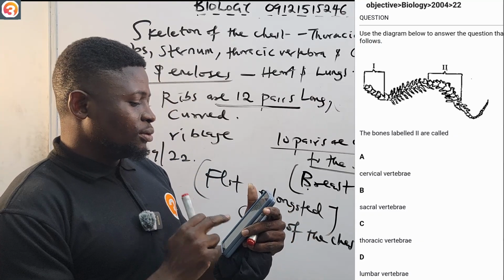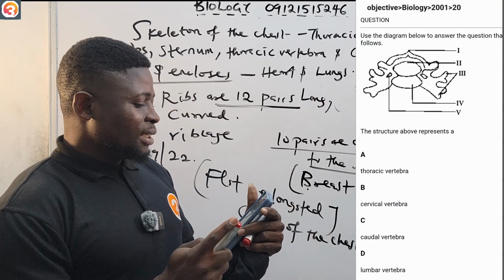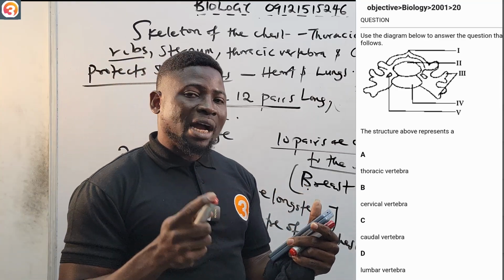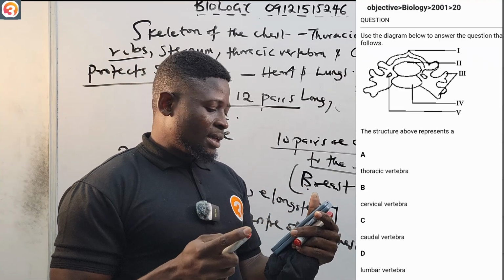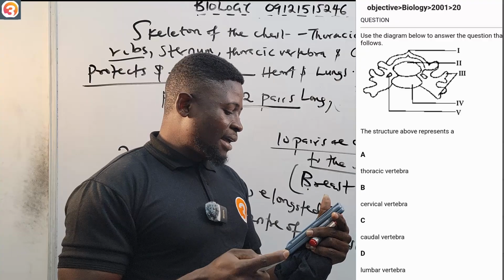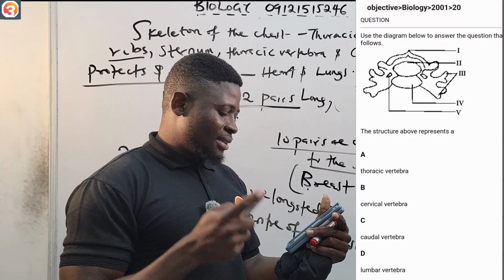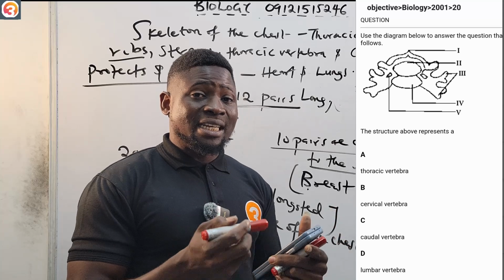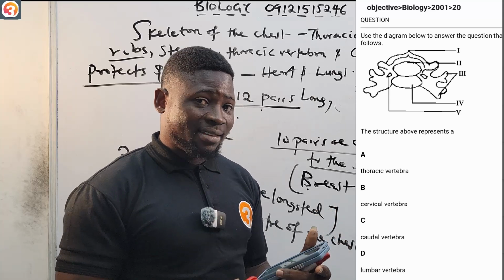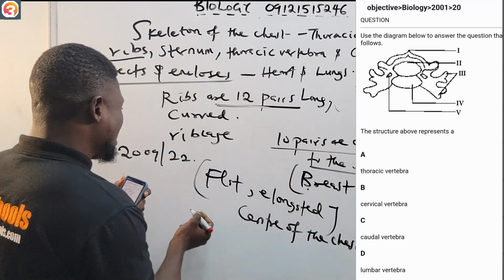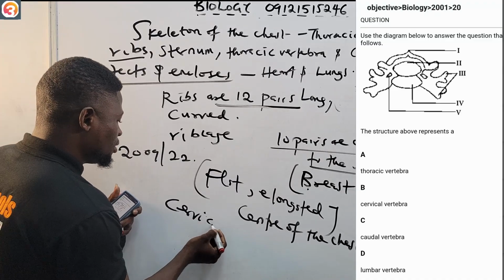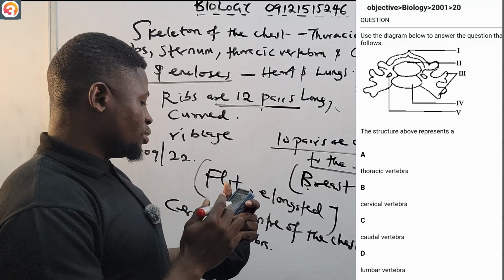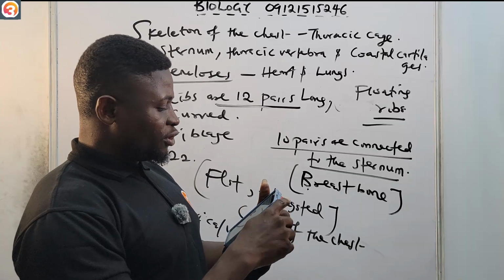Now let us go to 2001, number 20. It says use the diagram below to answer the question that follows. The structure above represents: A says thoracic vertebra, B says cervical vertebra, C says caudal vertebra, D says lumbar vertebra. Obviously that is an axis, so it's a cervical vertebra.